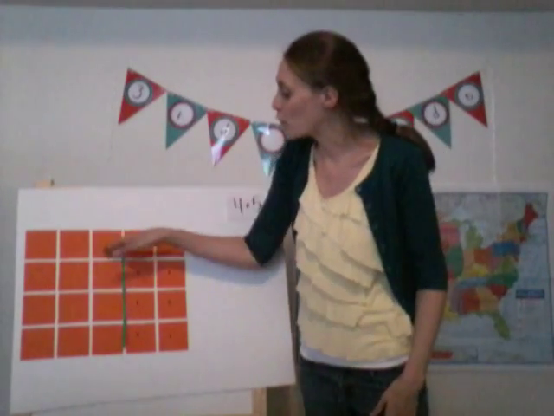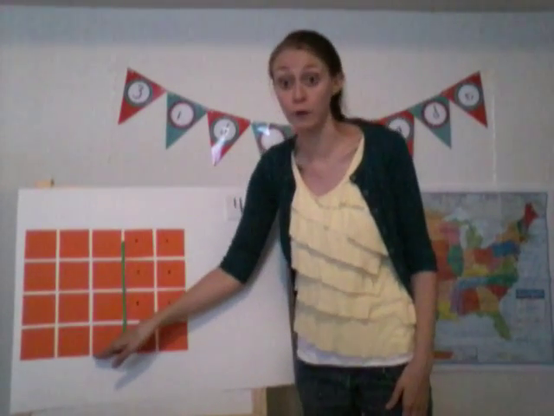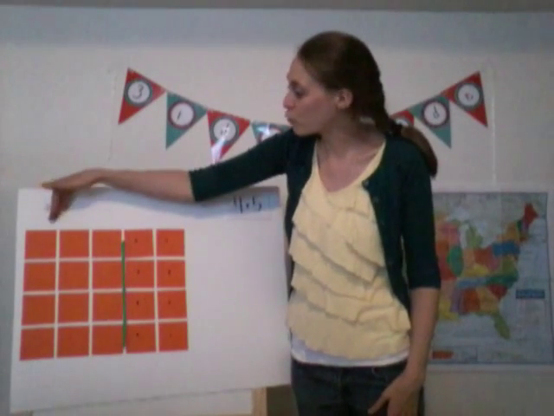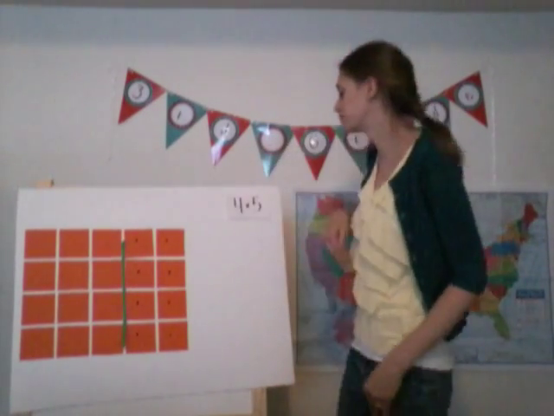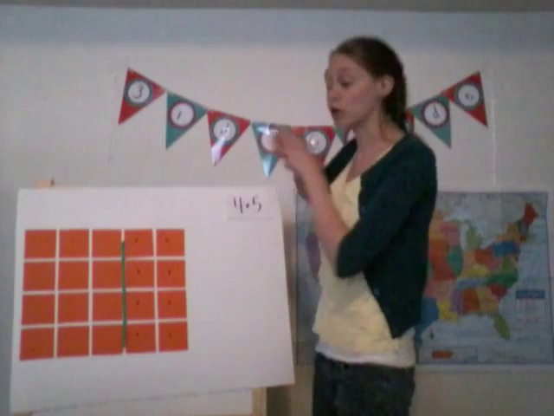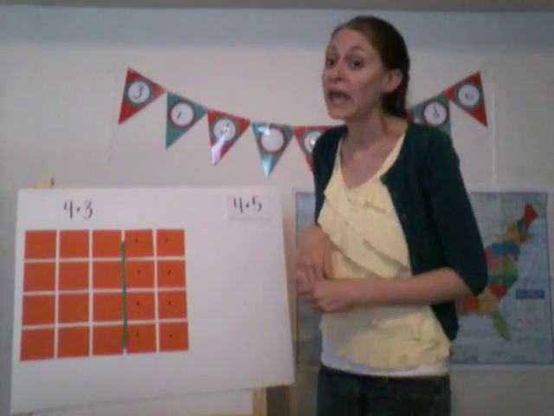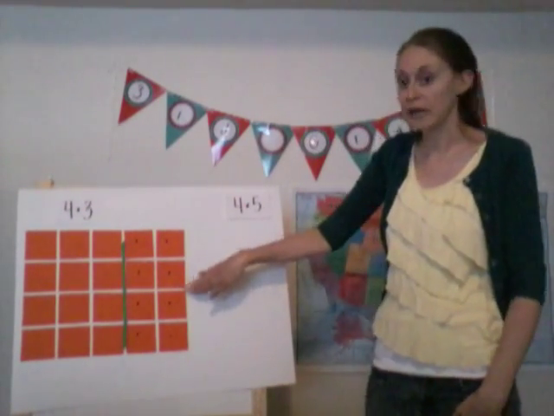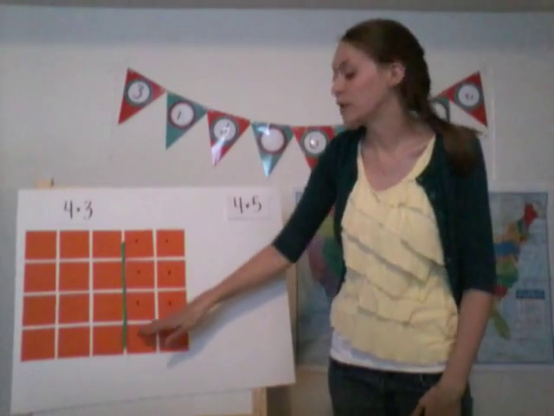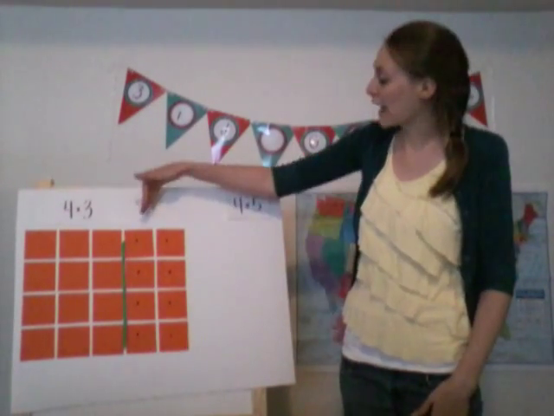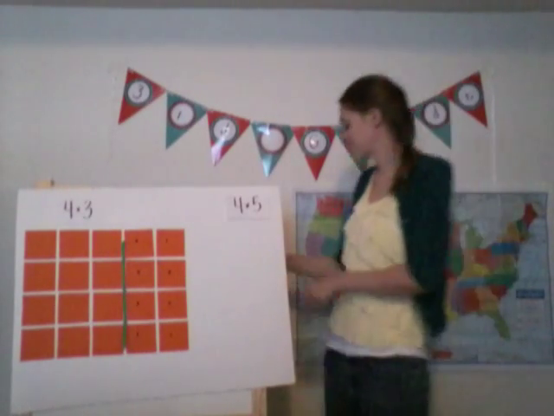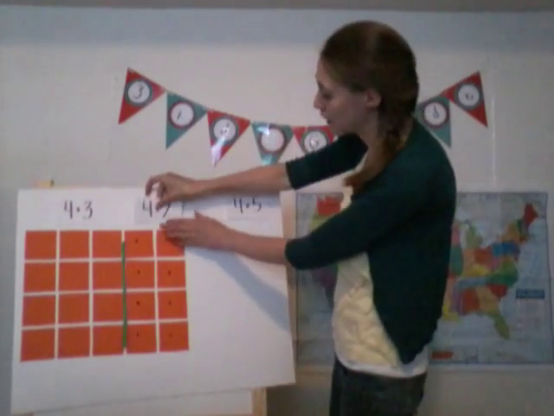So now let's look at what I have. In my first array, I have 1, 2, 3, 4 rows. But I only have 1, 2, 3 columns. So I now have an equation of 4 times 3, my 4 rows times my 3 columns. If I'm looking at my second array, I have 1, 2, 3, 4 rows, but I only have 1, 2 columns. So I have an equation of 4 times 2.